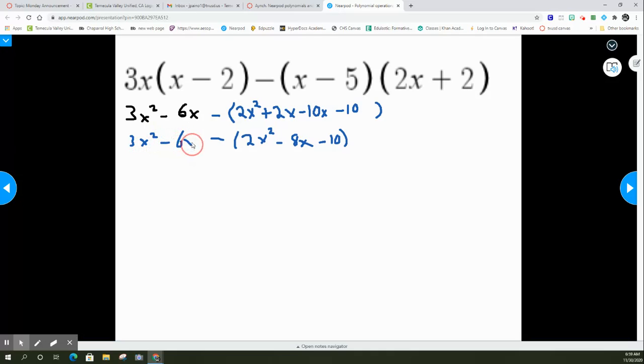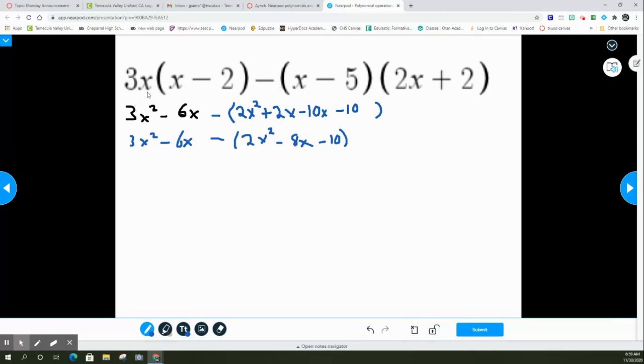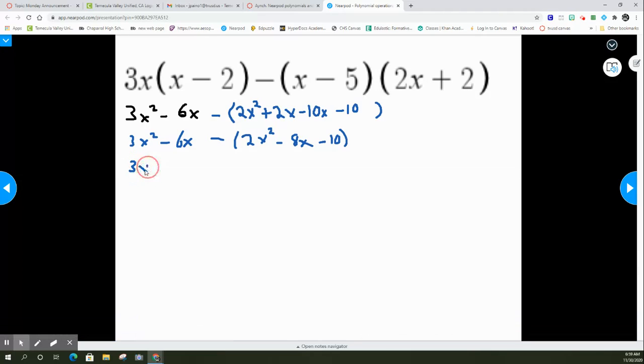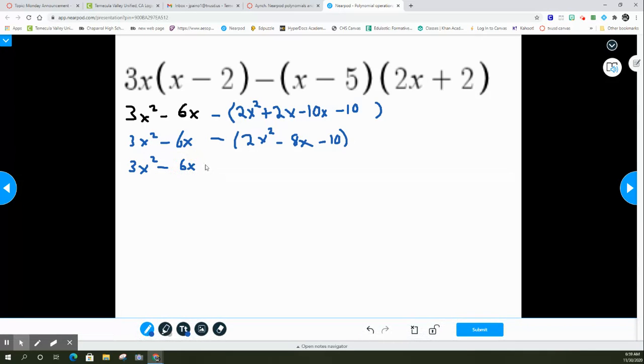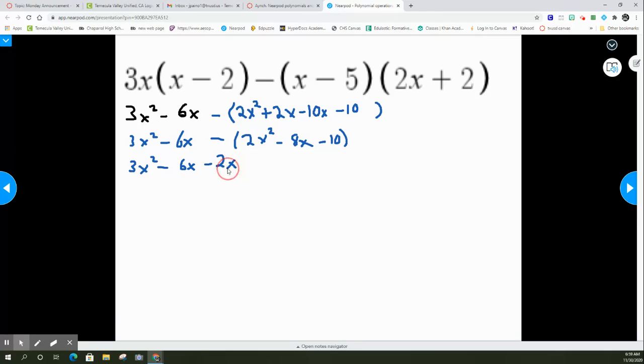And so before I can combine these, now it's just like the subtraction problems from earlier. I need to distribute this negative here. Right, so the 3x squared minus 6x stays the same. But now I need to multiply this negative by everything on the inside. So it becomes negative 2x squared plus 8x plus 10.